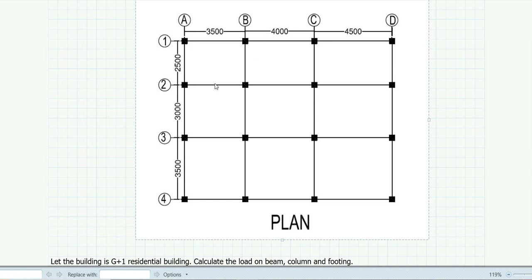Now, for this plane, which is a G plus 2 building, we have to calculate the load that is coming to this beam as well as the columns. Okay, so let's see how to do that.